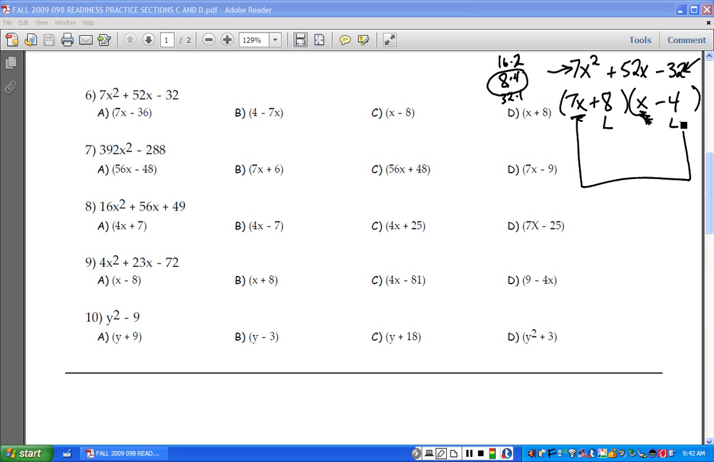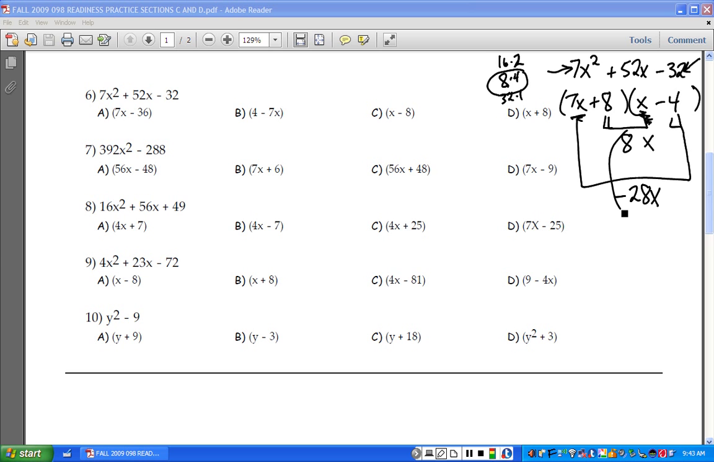So on the outside, when we combine, we get, what is that? A negative 28x. And on the inside, when we combine 8 and this x, we get 32x. Oh, excuse me, I'm saying 32, I'm looking at that 4 over there. This is just an 8. So it's just an 8x on the inside. 8 times x is 8x. 7 times the negative 4 is the negative 28x.